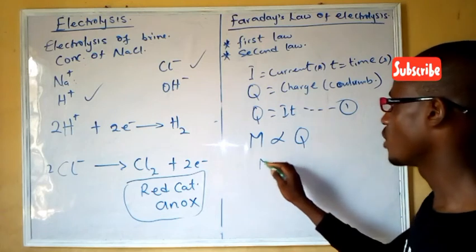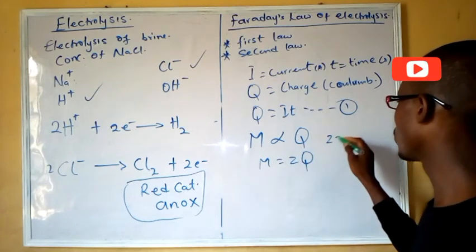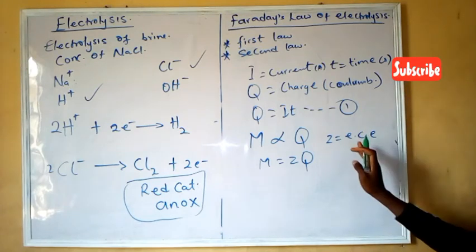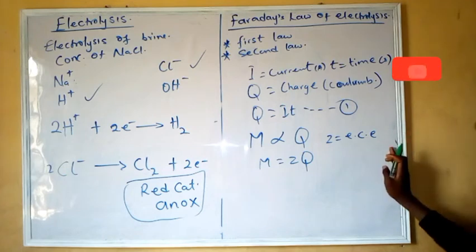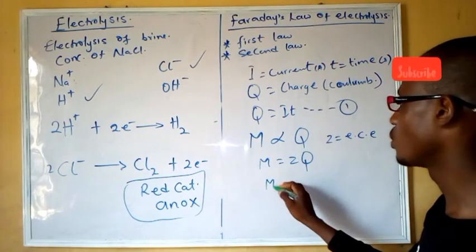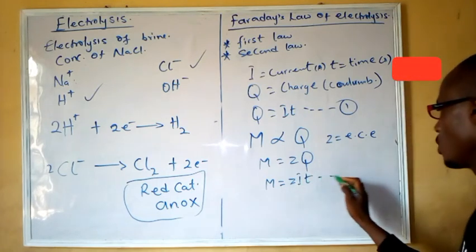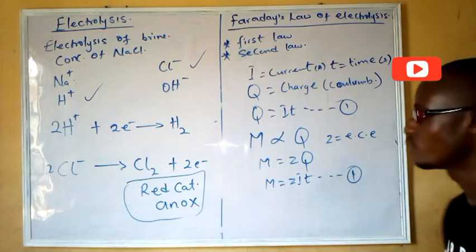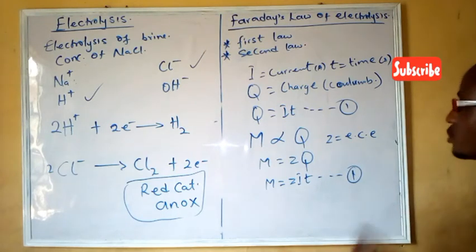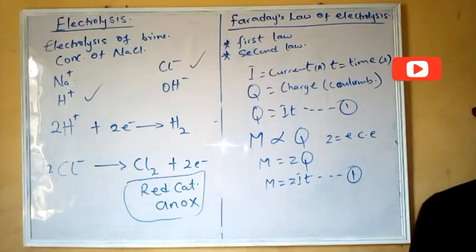So from here we have M equals ZQ. Z is a constant called ECE, electrochemical equivalence. Substituting the value of Q, which is IT, now we have M equals ZIT. So this is referred to as Faraday's first law of electrolysis. Good. The second law, we're going to solve a question that involves the two altogether.